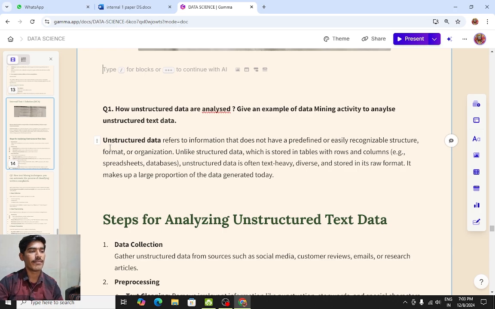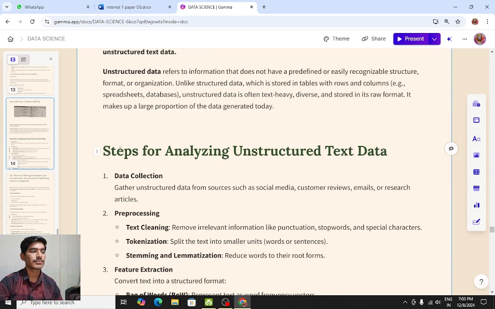Unstructured data refers to information that does not have a predefined or easily recognizable structure, format, or organization. Unlike structured data, which is stored in a table with rows and columns, for example spreadsheets and databases, unstructured data is often text heavy, diverse, and stored in its raw format. It makes up a large proportion of the data generated today.